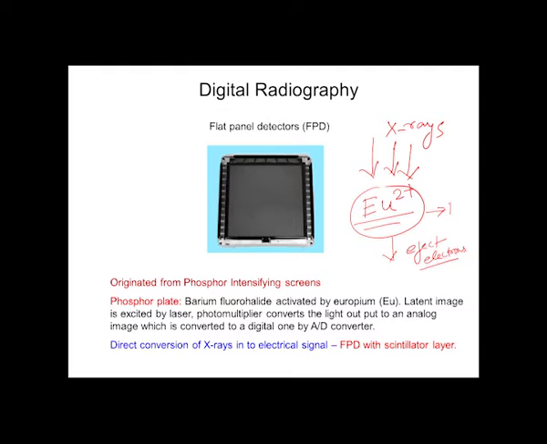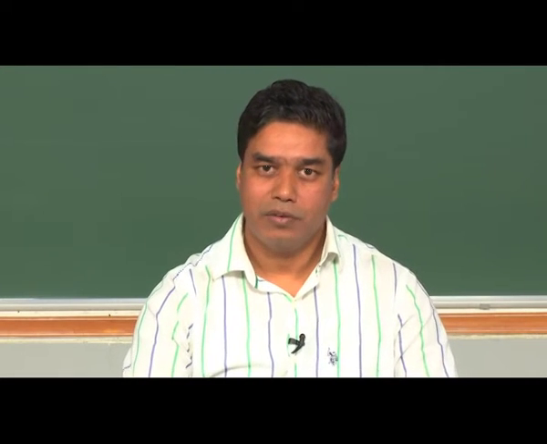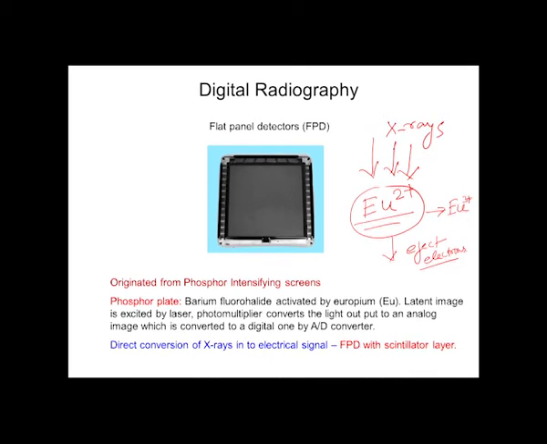So, it is transferred into a high energy state from the ground state, and the ejected electrons will be trapped in the band gap, and the number of such electrons will be proportional to the X-ray intensity which is falling on the material. Okay. So, that is how the latent image is formed, by ejection of electrons from the europium ions, and these electrons are trapped in the band gap. Okay. So, that is the latent image.